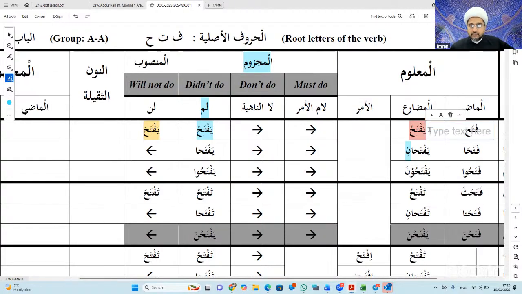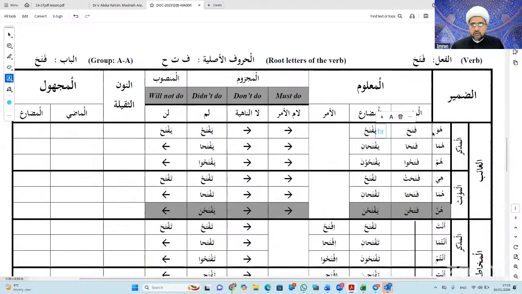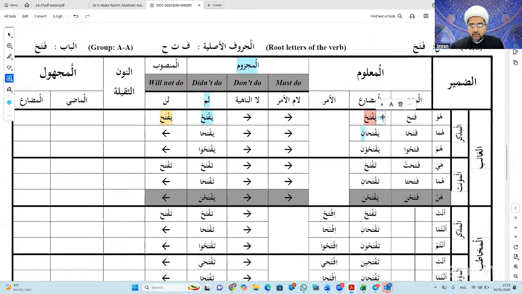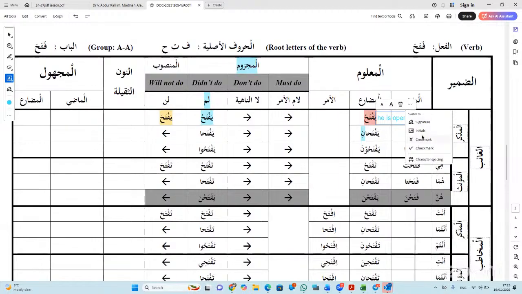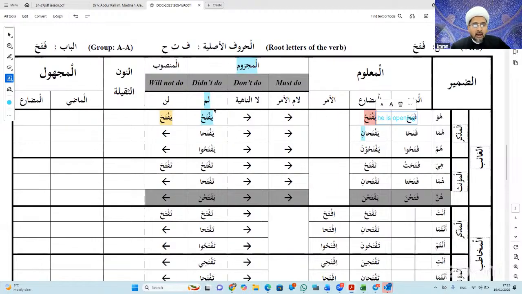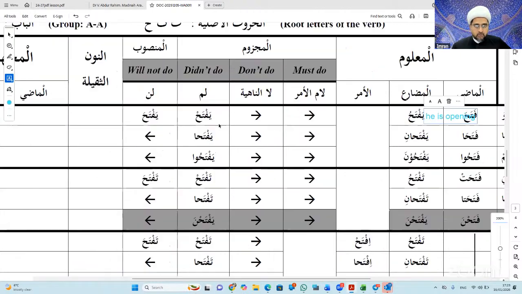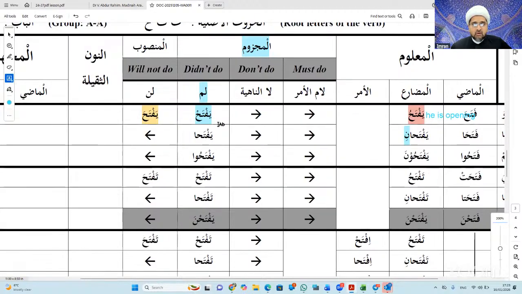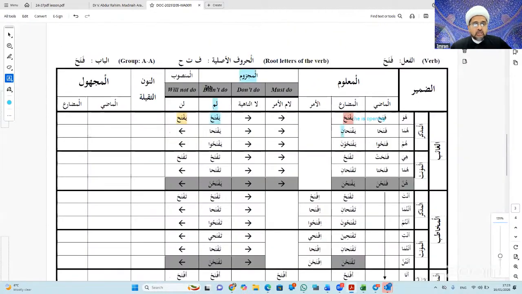Yaftahu here meant he is opening. Now the meaning is changing from he is opening. Now lam comes. What does lam do? Lam changes the present tense meaning from he is opening to didn't do.